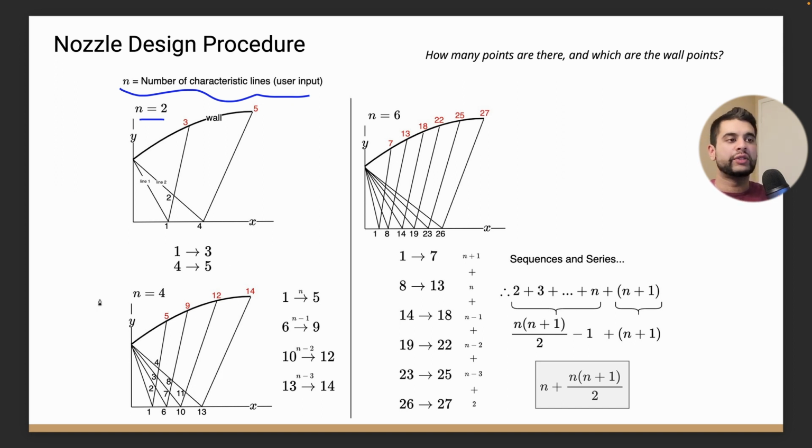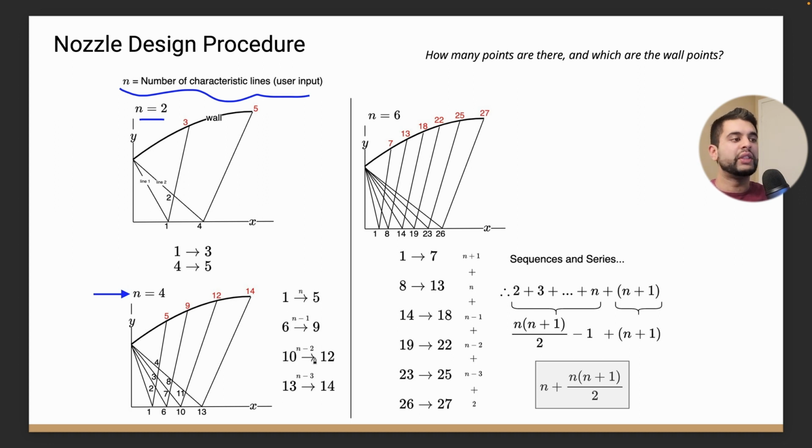If you look at n equals 4, it'll be more clear to you. So let's say 1 to 5, that's the spacing of n. 6 to 9 is the second reflection, so we have n minus 1. The spacing between this is n minus 1, right? If you have 5 minus 1, that's 4. As we move along the nozzle, it goes down and down.